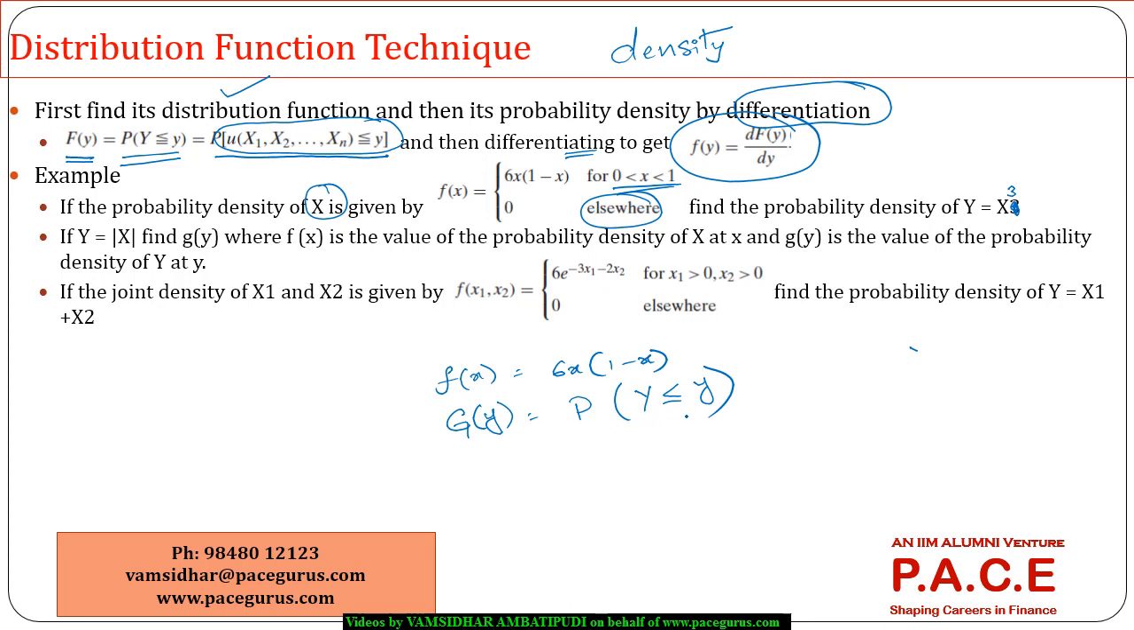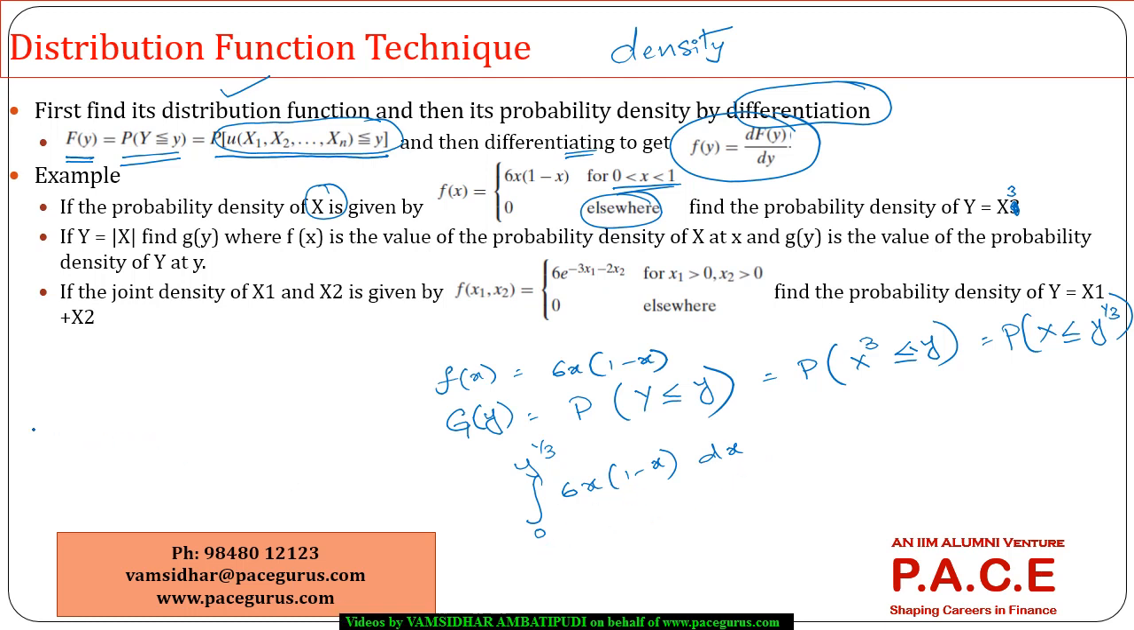Now we are saying y equal to x cubed, right? So we have initially said the probability of Y less than or equal to y is nothing but the probability of x cubed less than or equal to y, which also means the probability of x less than or equal to y to the power of 1 by 3. So this is what I can very well find out: the integral from 0 to y to the power of 1 by 3 of 6x times (1 minus x) dx.